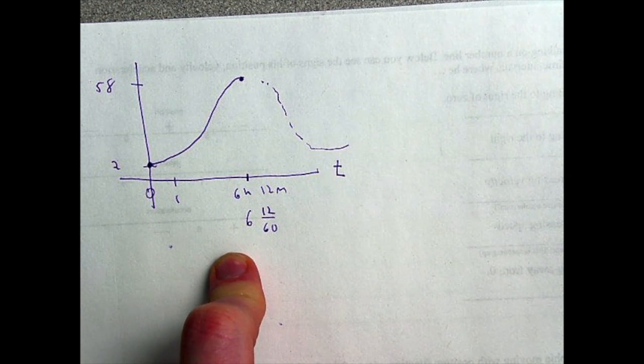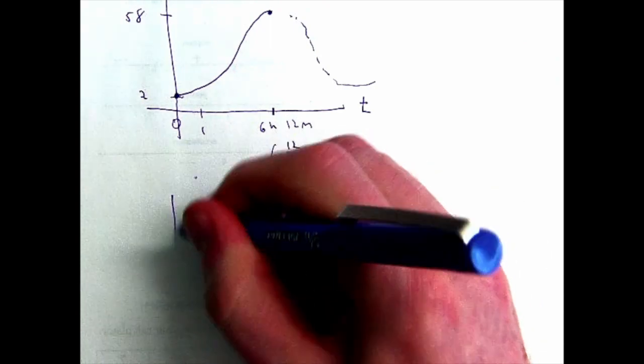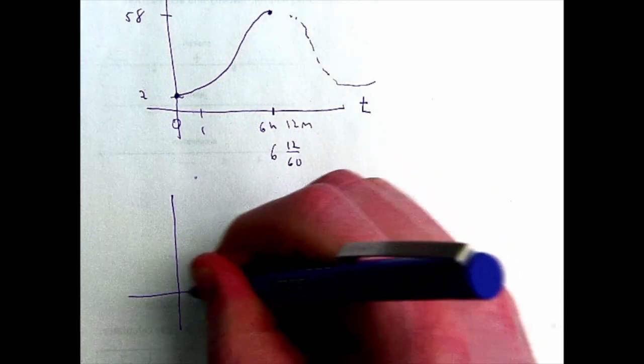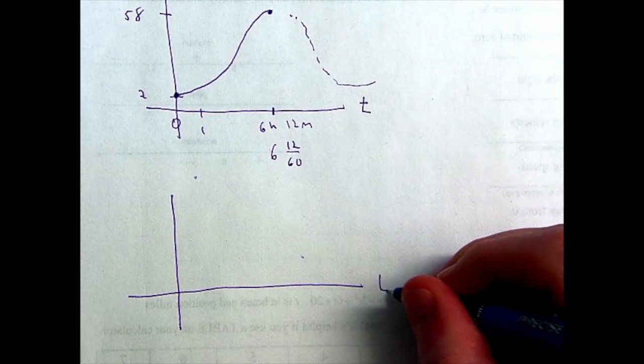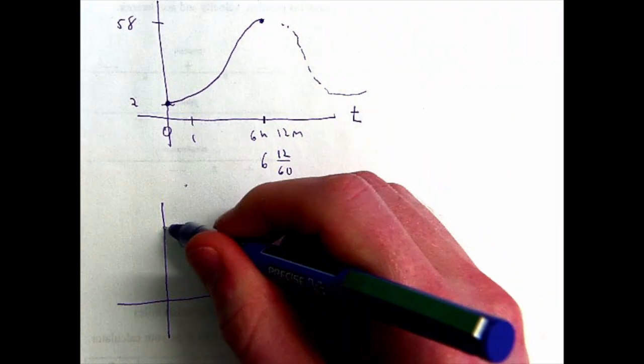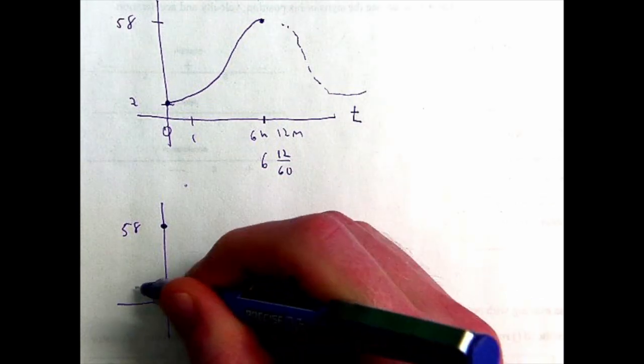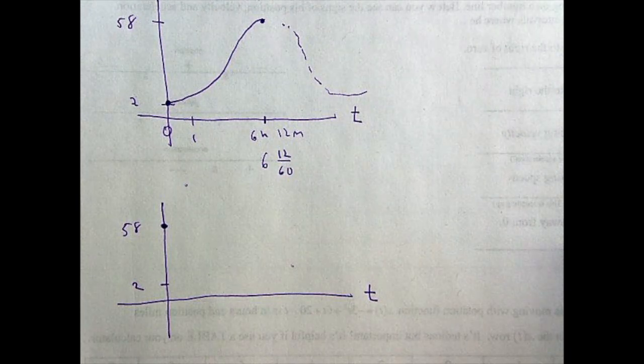Now, that's not the only choice that you could make. You could just as well decide, arbitrarily, that actually t represents the number of hours past high tide. Why not? Then high tide occurs right here, that's 58, and then low tide occurs here, and that's 2.